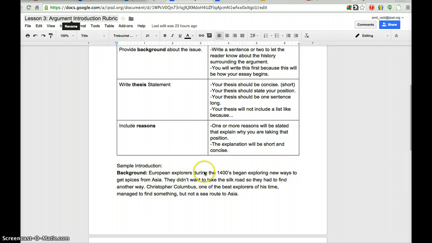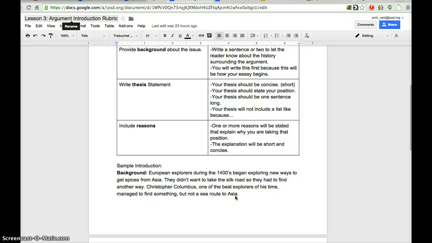European explorers during the 1400s began exploring new ways to get spices from Asia. They didn't want to take the Silk Road, so they had to find another way. Christopher Columbus, one of the best explorers of his time, managed to find something, but not a sea route to Asia. So this background does two things at once. It provides the reader or the listener some information about what the topic is. So we know this is going to be some type of historical argument, or at least something to do with history.